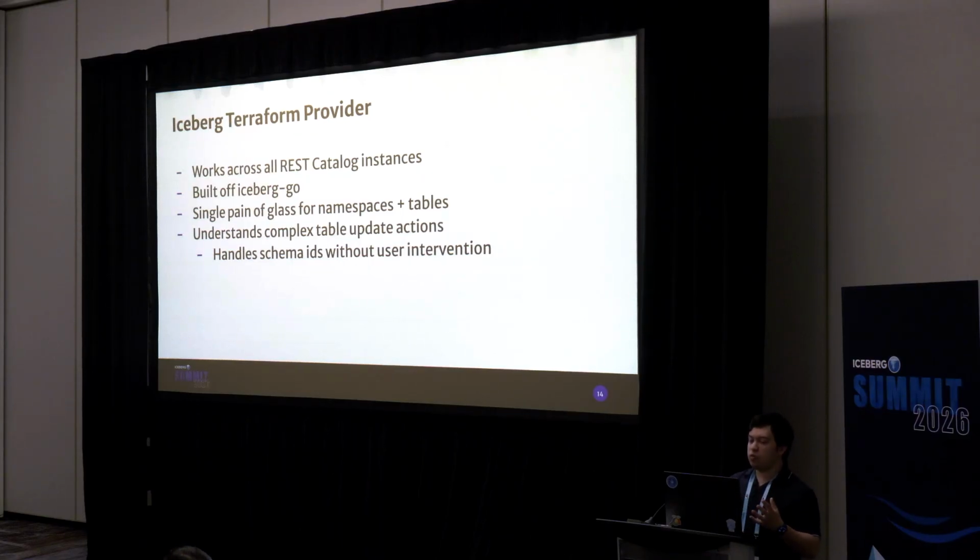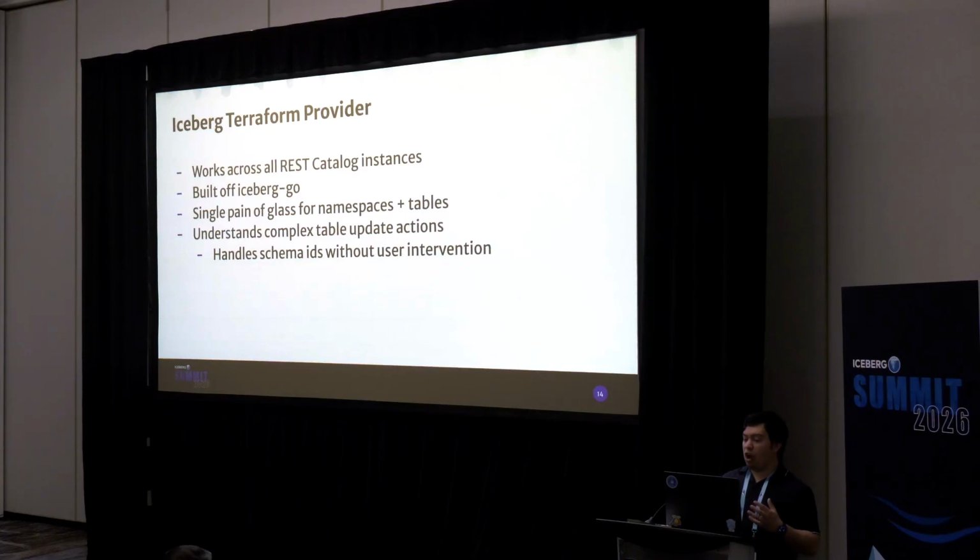So currently this would be a single pane of glass for your namespaces and tables. As we see things like the UDF spec and functions come into play as we extend this for views, you can see how this provider will let you create a single pane of glass for pretty much everything. And because of the Iceberg REST Catalog spec, this will work out of the box with any Iceberg REST Catalog as long as it adheres to that spec.